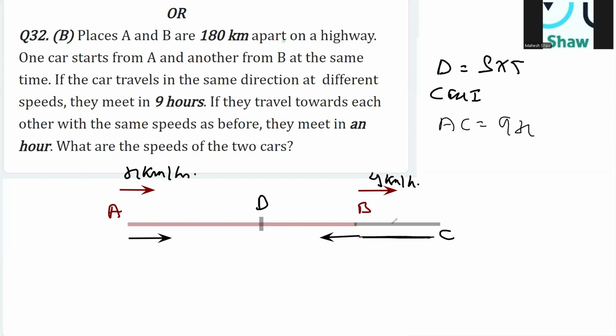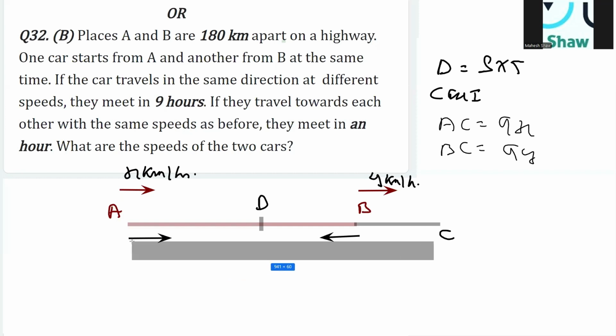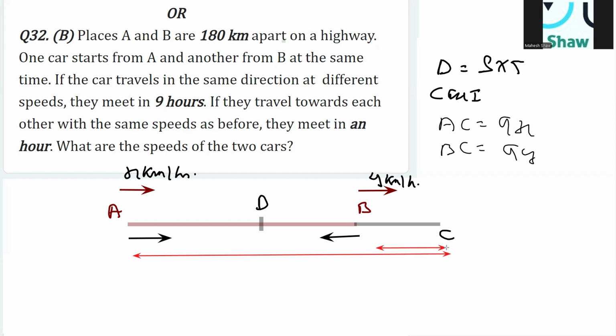And the distance traveled by the other car, that is the car B, is BC, right? So BC is equal to what? 9 times, that is speed into time, or time into speed, that is 9y. Now what you can figure out is that this is the distance traveled by the car A, sorry, not AB. So I should show you using arrow, that's better. This is the distance traveled by the first car, that is A, and this is the distance traveled by B.